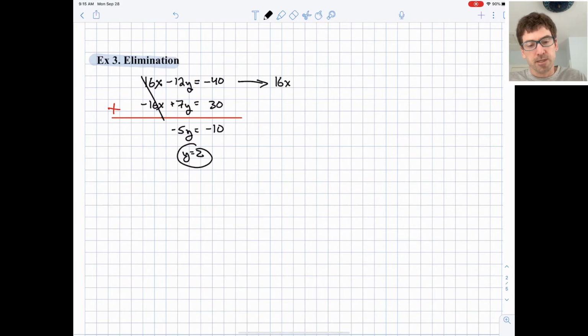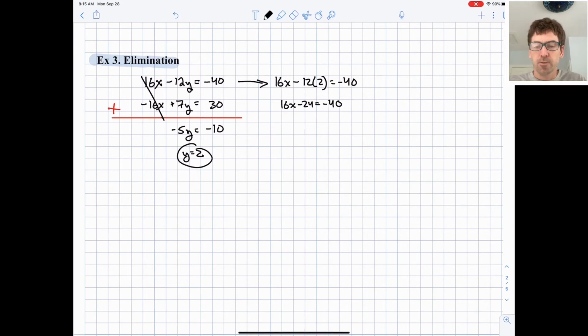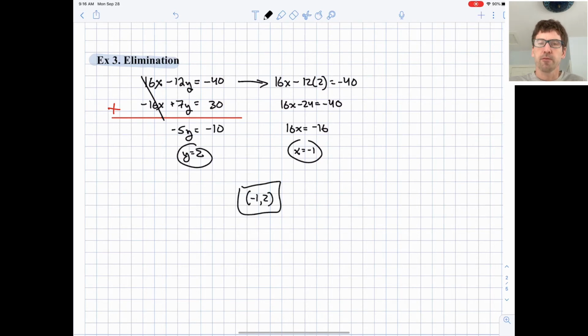So this turns into 16x minus 12 times 2 is negative 40. So 16x minus 24 is negative 40. Adding 24 to both sides, 16x equals negative 16. Dividing by 16, x is negative 1. So my ordered pair for this system of equations would be negative 1, 2. And again, that's the point of intersection of those two lines.